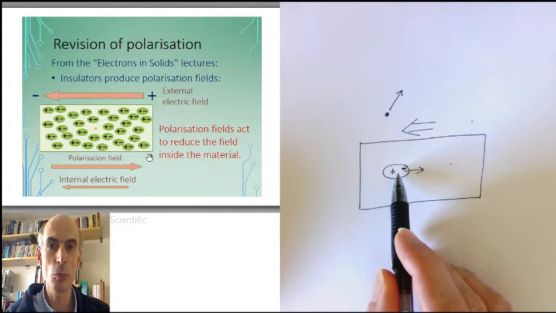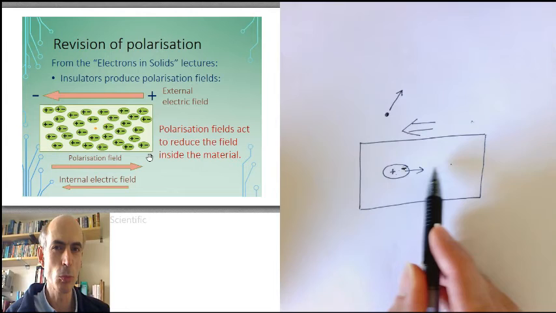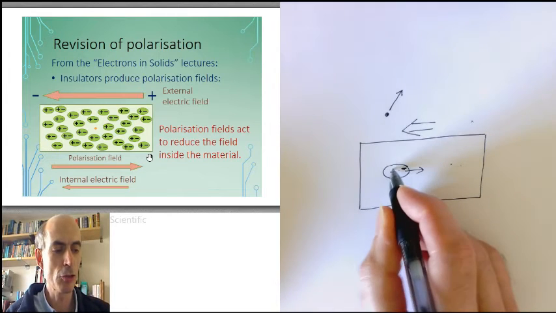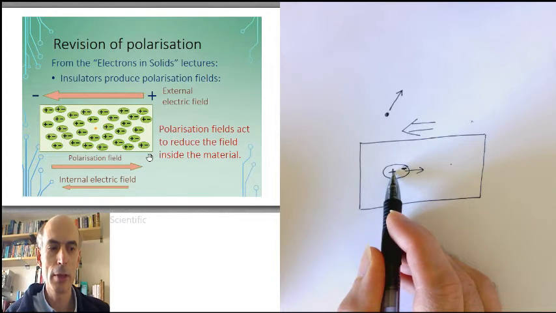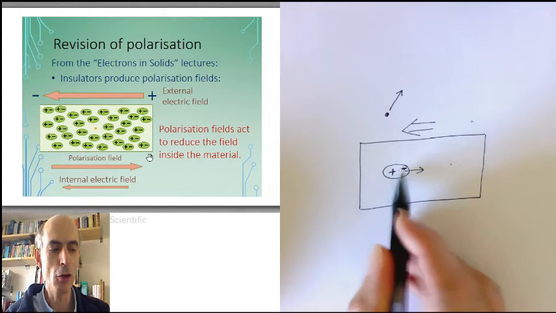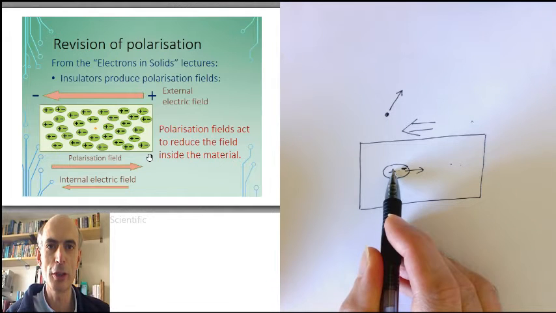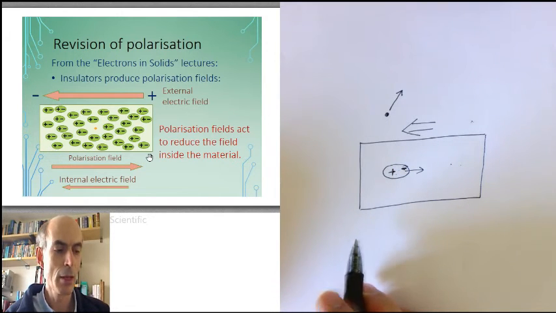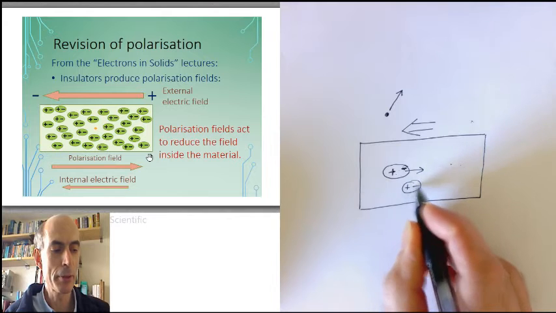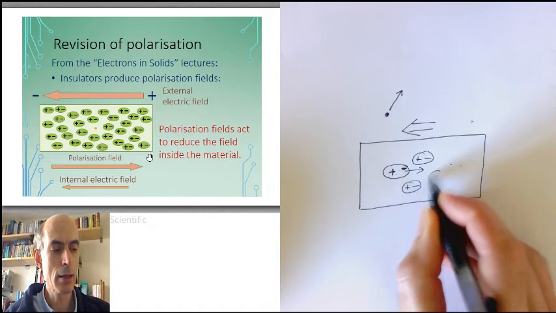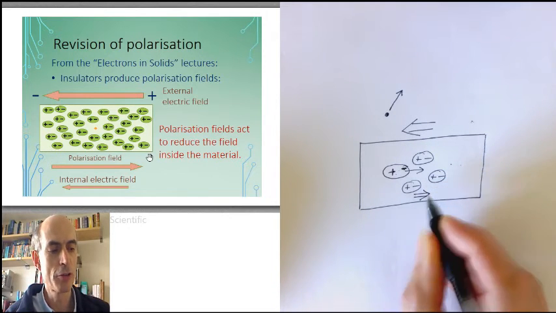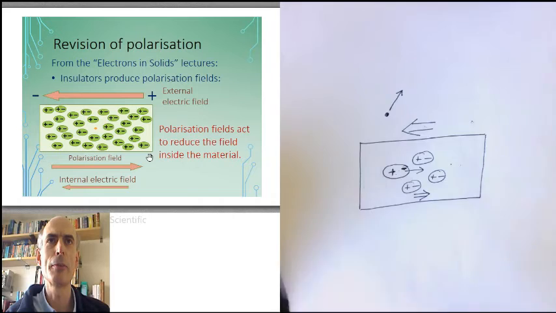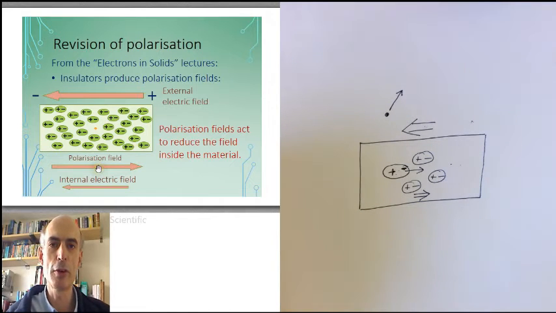So the electrons will on average move a little bit towards the source of the field, and that results in each atom becoming a dipole, where the negatively charged electrons are slightly offset from the positively charged nucleus on average. All of these dipoles add up and create an electric field which tends to oppose the direction of the external field. And that is known as the polarisation field, the result of all of these dipoles.